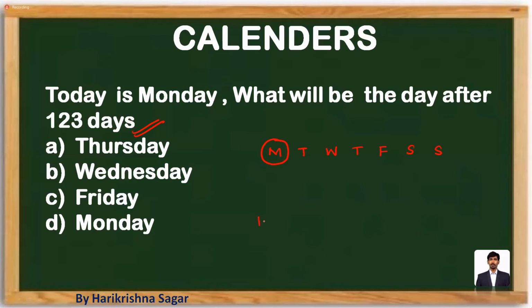If it is 123 days, you take 123 and divide by 7. Observe the remainder. What remainder are we getting? 7 ones are 7, we are left with 53. 7 sevens are 49. We are getting a remainder of 4. That means we can say 4 odd days are there, so we have to move forward by 4 days. The highlighted one is Monday. 1, 2, 3, 4. The answer choice must be Friday, which is available as option C. You can mark it as the answer choice.